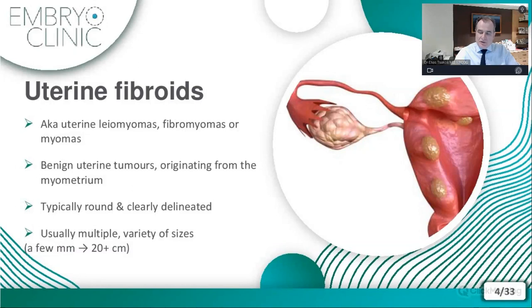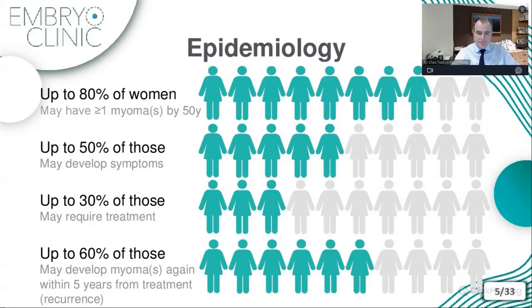Sometimes they're within the uterine cavity, some other times within the myometrium, some other times on the external part of the uterus, and some other times they could be very close to the ovary, or they could present as ovarian cysts. How common are they? Very common. Around 80% of women may have a small myoma. Around 50% of women may have symptoms.